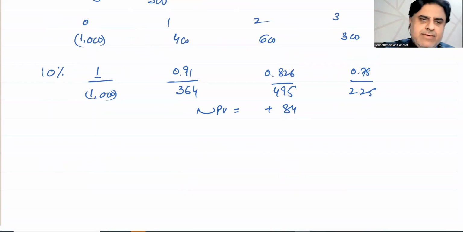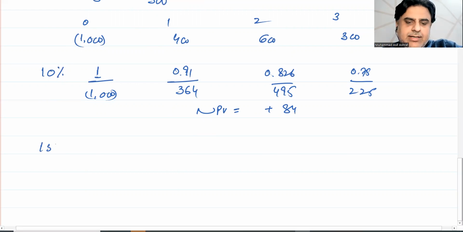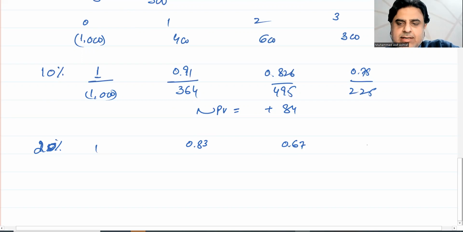Now let's have another discount rate. Let's increase the discount rate because now the increased rate will give you the negative NPV. Let's assume it is 20%. The factors are 1, 0.83, 0.67, 0.51.